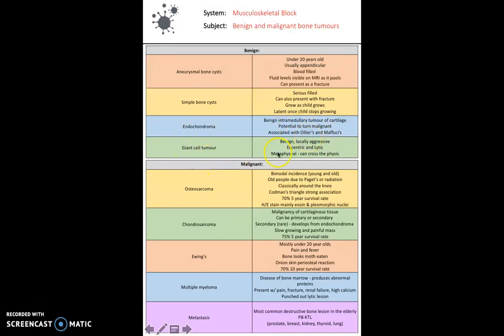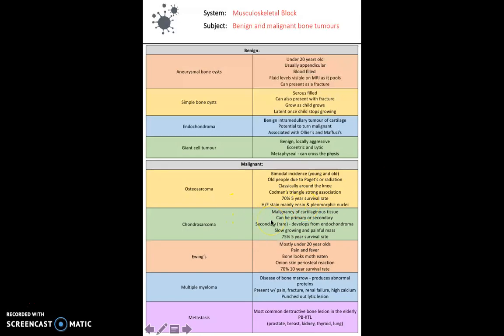Then giant cell tumour is benign and locally aggressive, eccentric and lytic, and it's also metaphyseal and can cross the physis. With malignant tumours, like we said, these are more common in elderly patients. Osteosarcoma is probably one of the exceptions, as it can occur in both young and old. There's a bimodal distribution of incidence, and it's classically around the knee. You see Codman's triangle, there's a strong association there, and 70% survive 5 years.